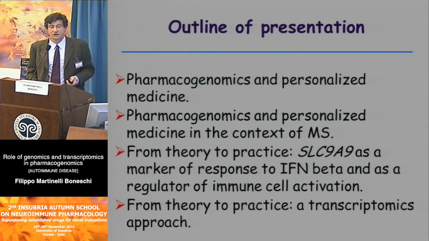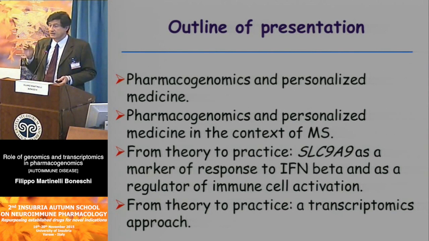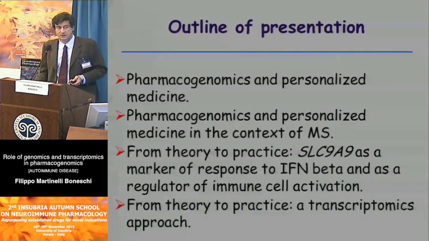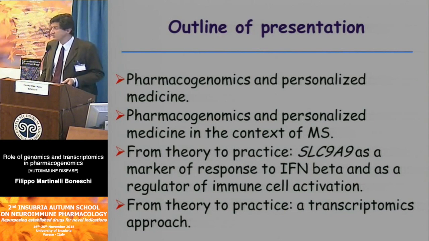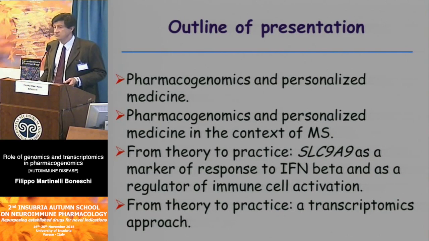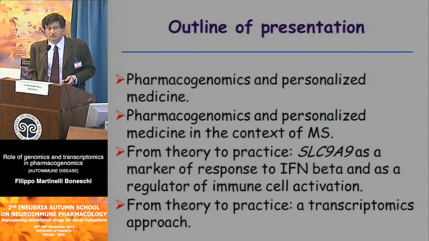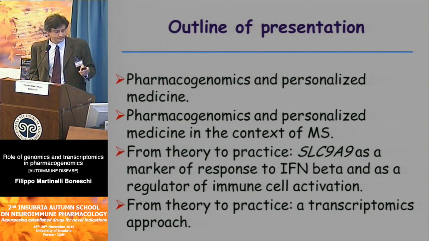One is a pharmacogenomic study, a study in which we have been able to identify a genetic variant implicated in the response to one of the treatments of multiple sclerosis, which is Interferon-beta. And if I have time, I will also briefly show you an example of a transcriptomic approach, so a study in which you essentially measure mRNA levels using an unbiased approach. I will show you what an unbiased approach means, trying to identify some biomarkers of response to treatment.